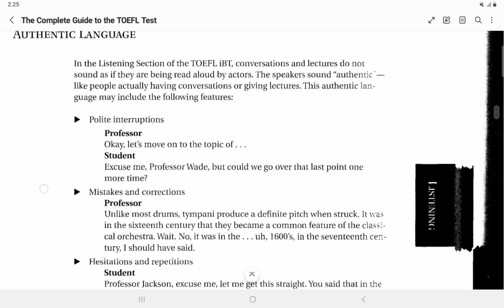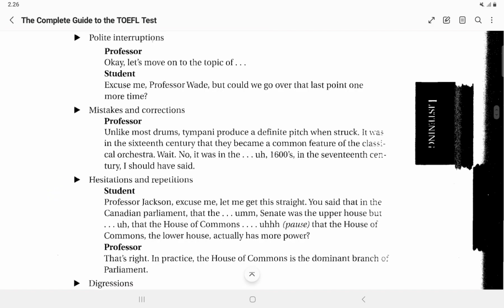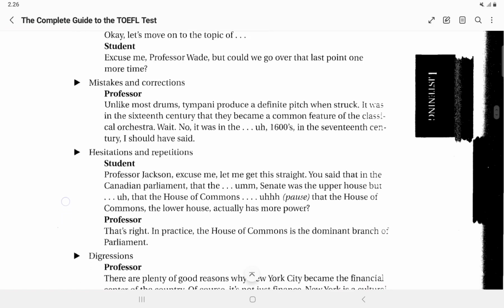Authentic language. In the listening section of the TOEFL iBT, conversations and lectures do not sound as if they are being read aloud by actors. The speaker sounds authentic, like people actually having conversations or giving lectures. This authentic language may include the following features: polite interruptions. Professor, okay, let's move on to the topic of. Excuse me, Professor Wade, but could we go over that last point one more time?